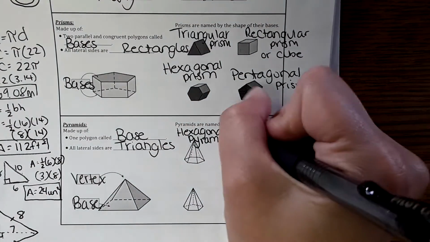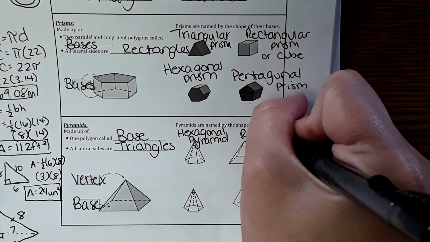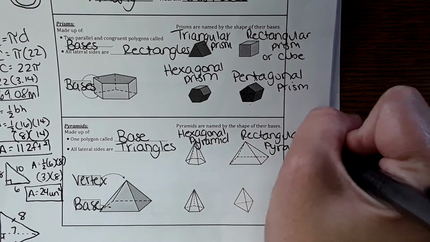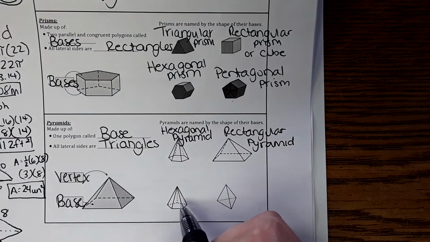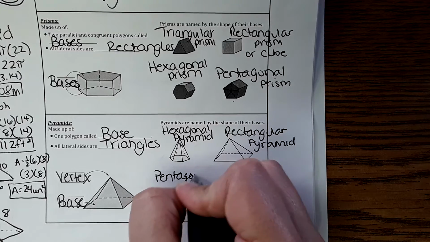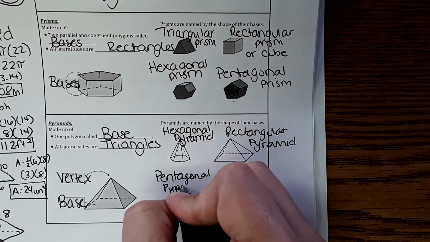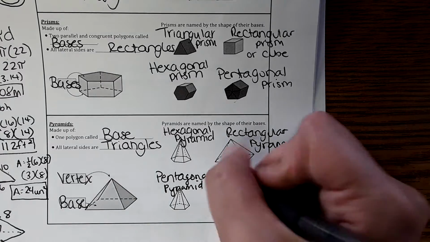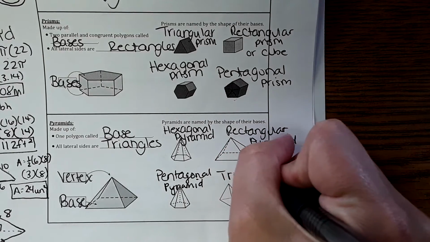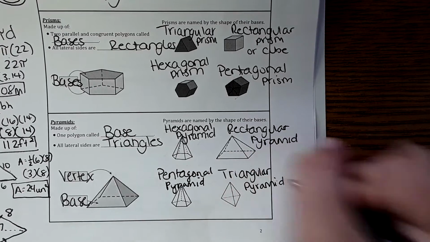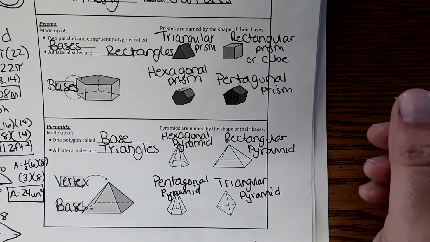This has a rectangular base, so a rectangular pyramid. Then here, pentagon, pentagonal pyramid. And then the triangle base here would be a triangular pyramid. Another popular pyramid is a square pyramid. That would mean the base is a square.